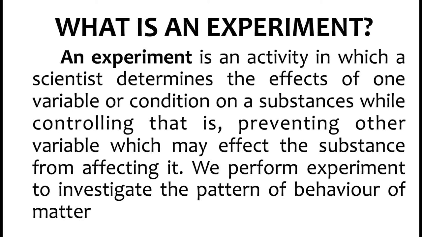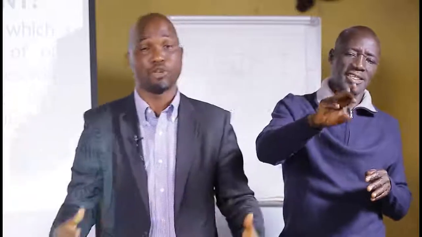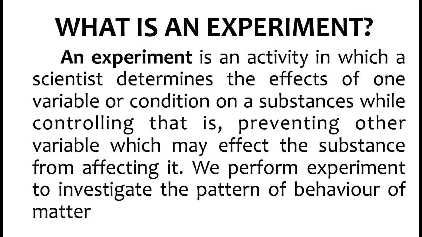Now, in that regard, we'll be looking at what an experiment is. Oftentimes, we carry out experiments in the laboratory. So in the laboratory, you carry out an activity. We say an experiment is an activity in which a scientist determines the effect of one variable or condition on a substance while controlling the other variables, preventing other variables which may affect the substance from affecting it. We perform experiments to investigate the pattern of behavior of matter.